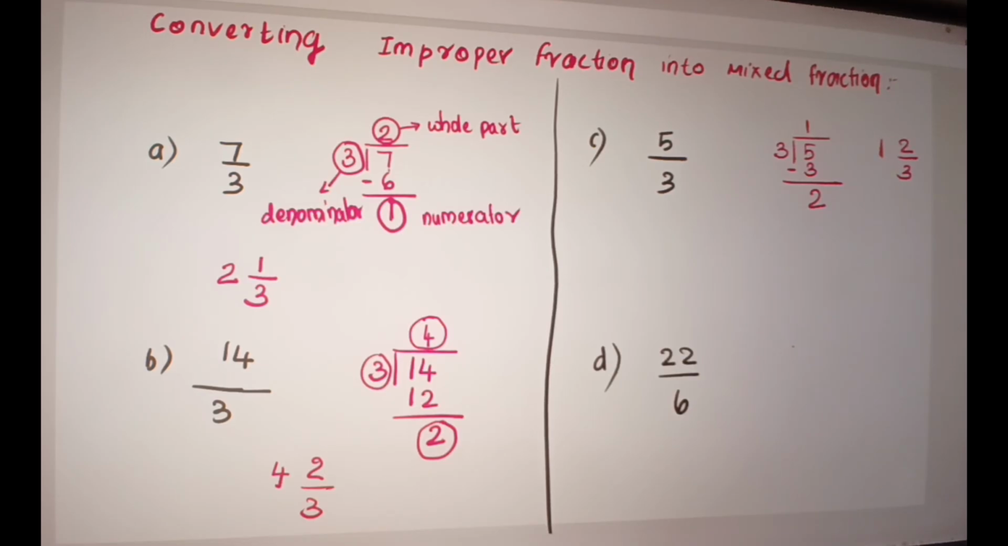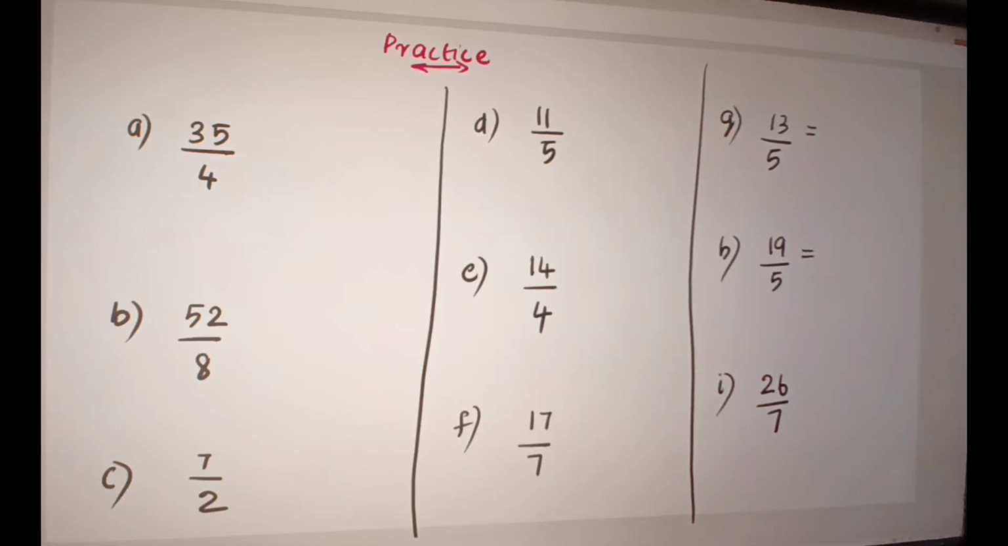Next, 22 over 6. 22 divided by 6. How many times? 3 times. 18, take away, remainder is 4. So 3 wholes, 4 sixths. So this is the answer. So converting improper fraction into mixed fraction, you have to divide the numerator by the denominator, and the quotient gives you the whole part, and the remainder gives you the numerator. These are practice questions, so you can do them as practice.